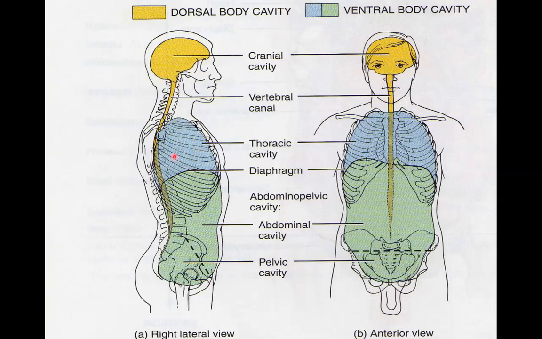When we describe the thoracic cavity, which is part of the ventral cavity, it is usually formed within the thoracic cage. The breastbone is in front and the vertebral column is behind, separated from the abdominopelvic cavity by a muscular diaphragm.